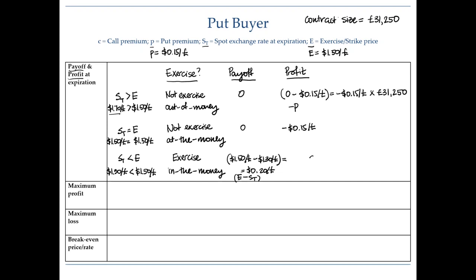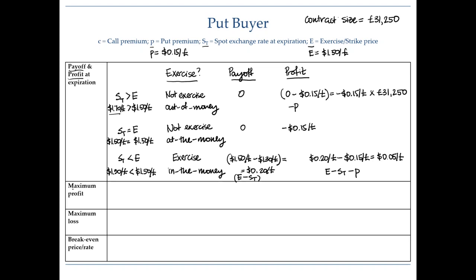Profit, on the other hand, is this 20-cent payoff minus the premium of 15 cents that you paid, and therefore it will be 5 cents per pound. And again, you can multiply it by 31,250 to figure out what the total profit is. If I were to write the generic notation, it's the difference between the exercise rate and the future spot rate, minus your premium. So that's what your profit is going to be.